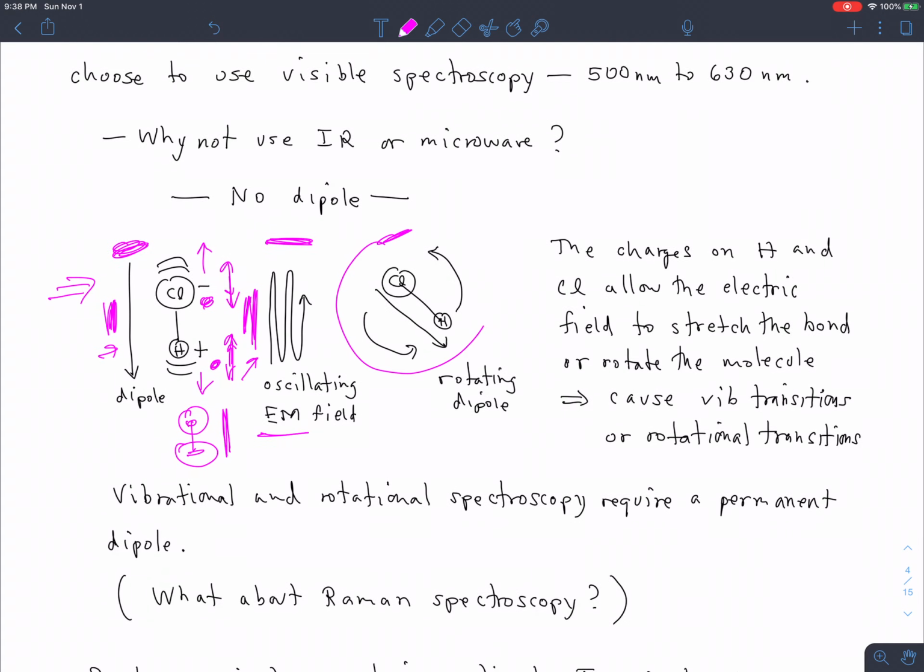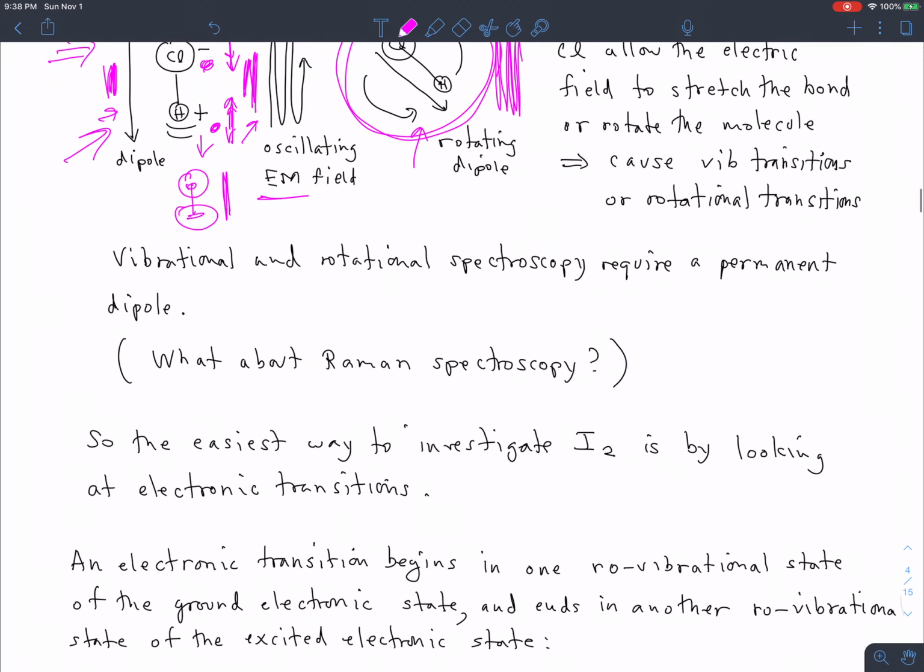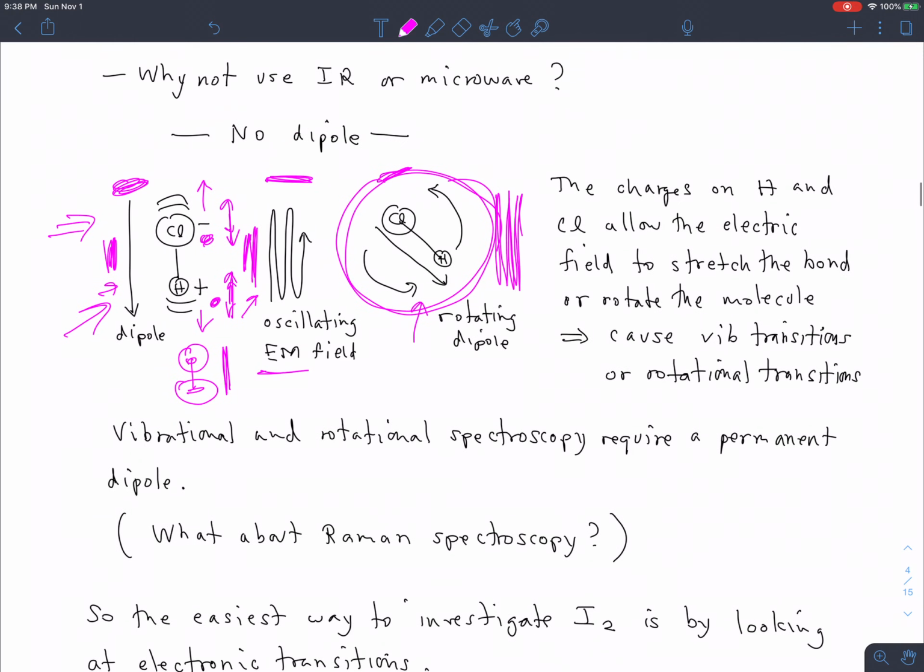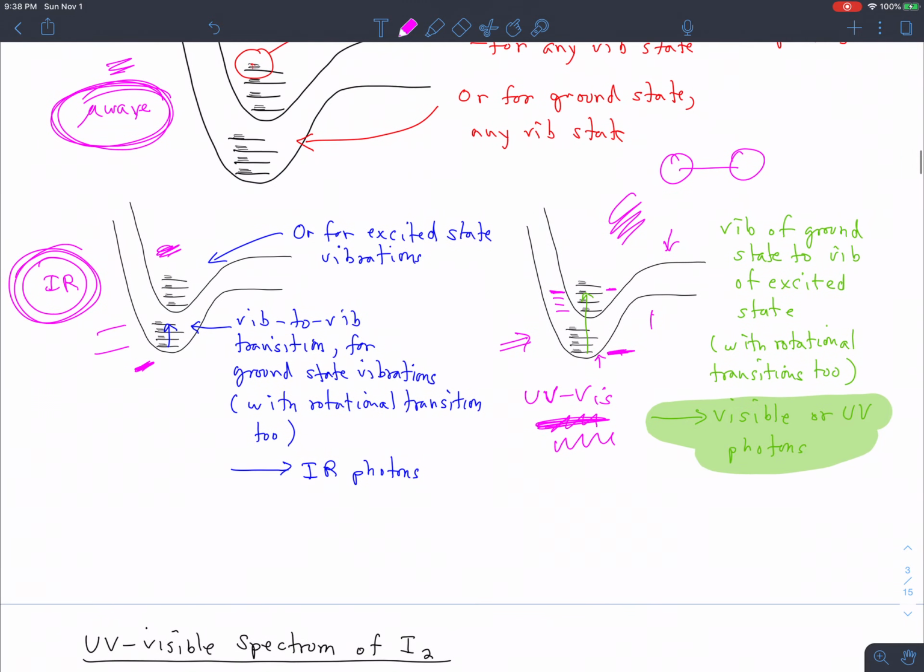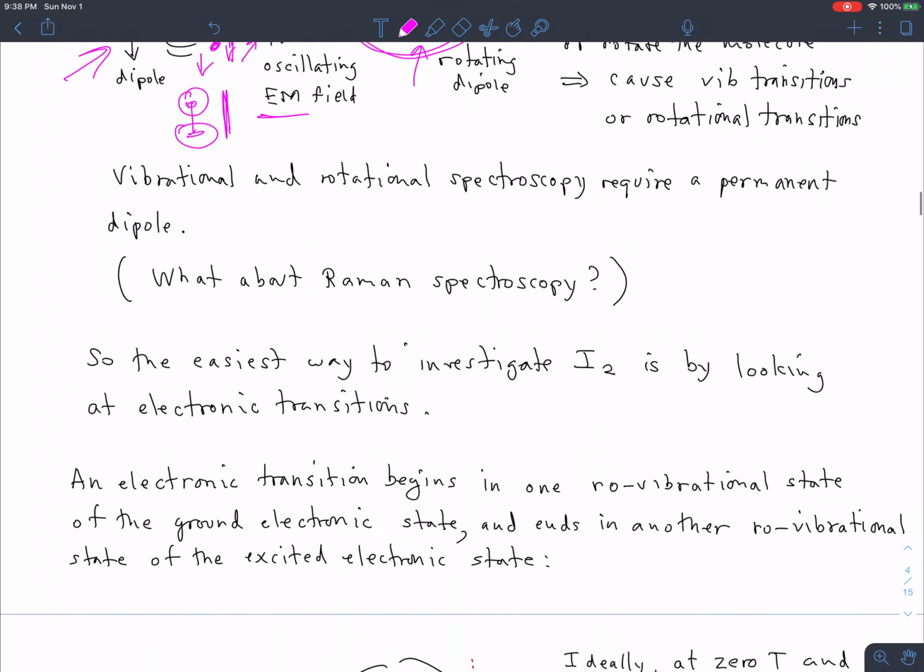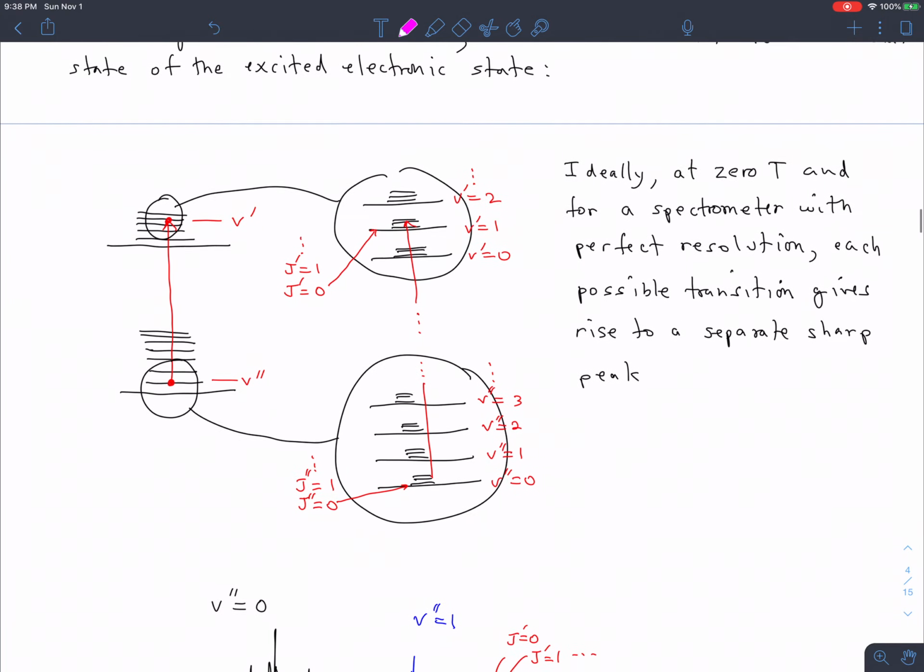Same thing for the rotations here. If you start rotating with a certain frequency, you can rev it up by putting in oscillating light with the right frequency, just like pushing a swing again, or just like the case for the vibrations. So it's the same idea, but again, you have to have a dipole moment to do that. If you don't have a dipole, then it doesn't work. So we have an excellent reason to use UV-vis spectroscopy in this case. It's the only one that will work with a homonuclear diatomic like I2.